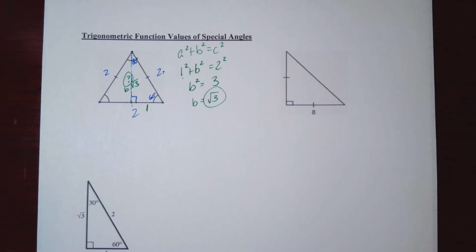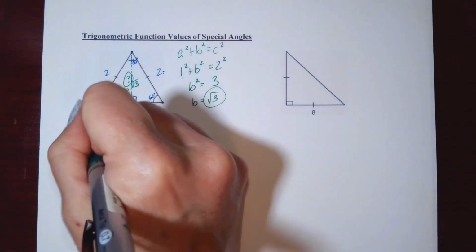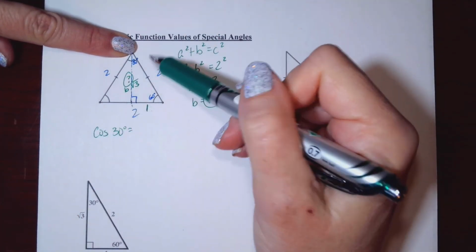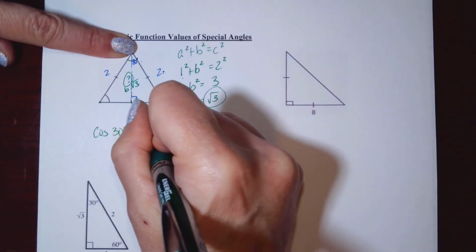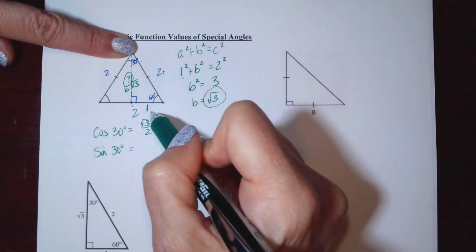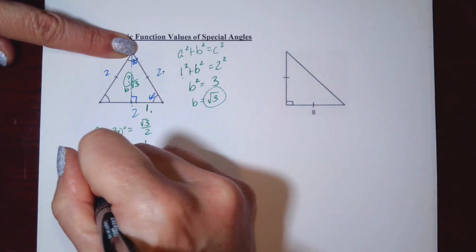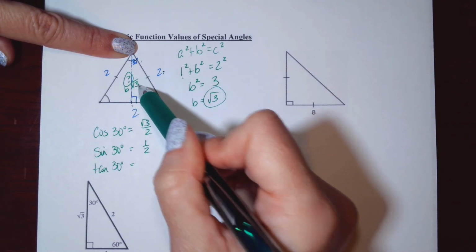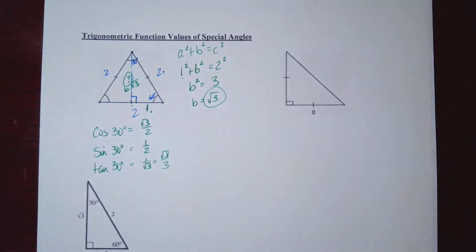What's that going to give me if I'm looking at, let's say, the cosine of a 30-degree angle? Well, cosine is adjacent over hypotenuse. Here's my 30-degree angle. That would be square root 3 over 2. Sine of a 30-degree angle would be opposite over hypotenuse. That would be 1/2. And tangent of a 30-degree angle would be opposite over adjacent, which would be 1 over square root 3, or square root 3 over 3.